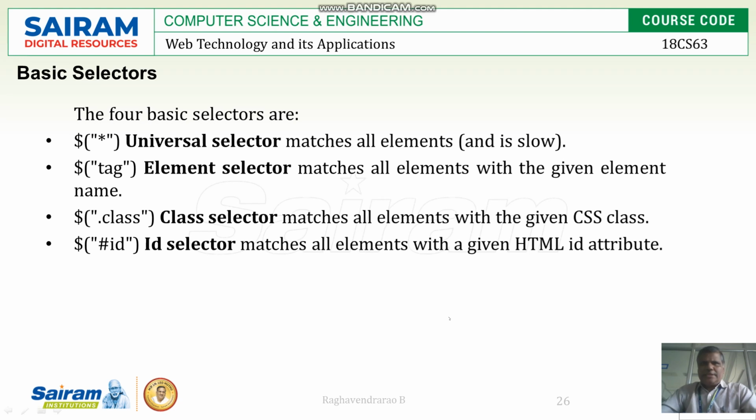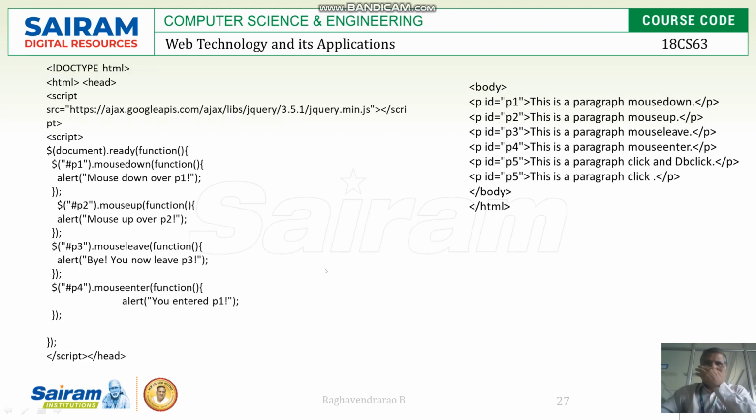Some basic selectors we have already studied. The universal selector uses the star. The element selector uses the element tag names. Class selectors use the dot notation, and ID selectors use the hash symbol. The only thing is that in jQuery you use the dollar sign. That's it.